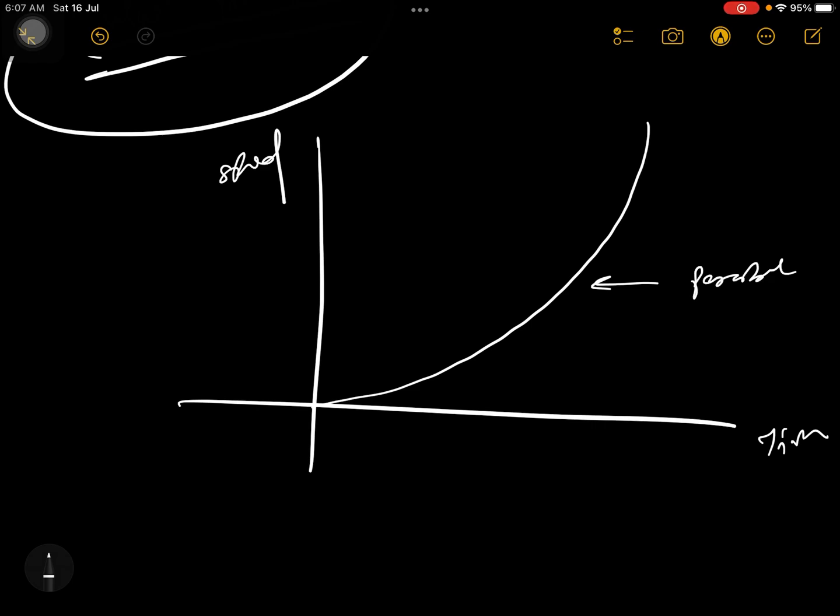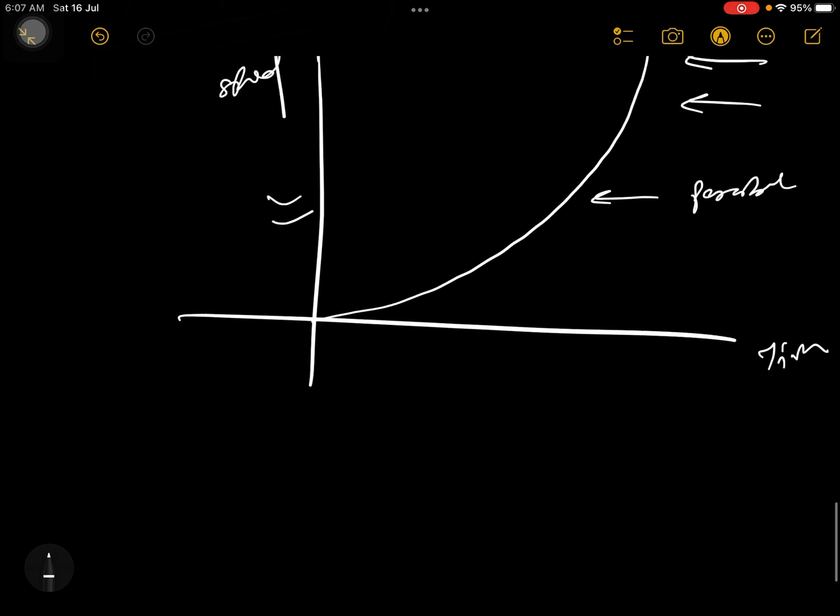Now our job is, with the help of this curve, we have to draw the acceleration-time graph. So at this point you will have some slope, at this point some slope, at this point some slope. So is your slope constant or not? No, the slope is not constant.